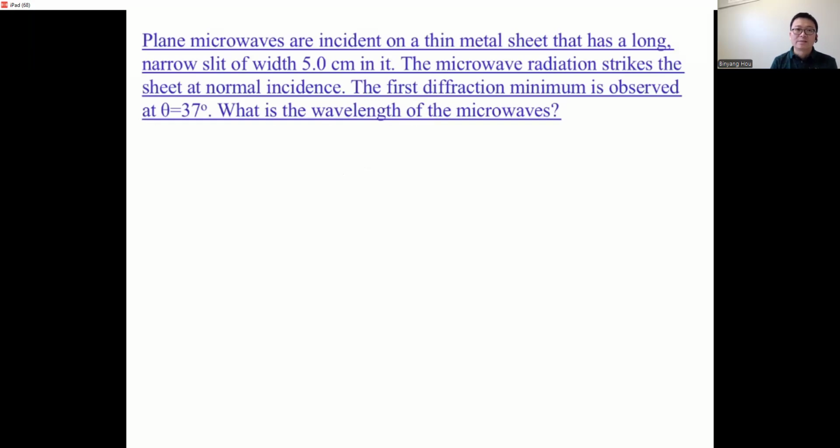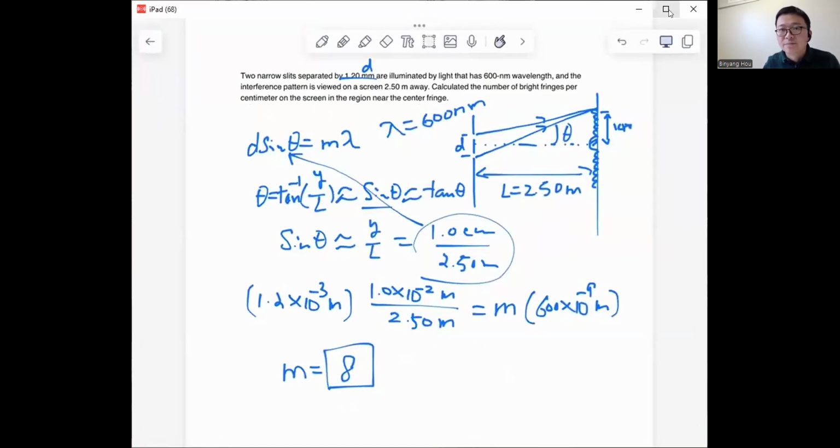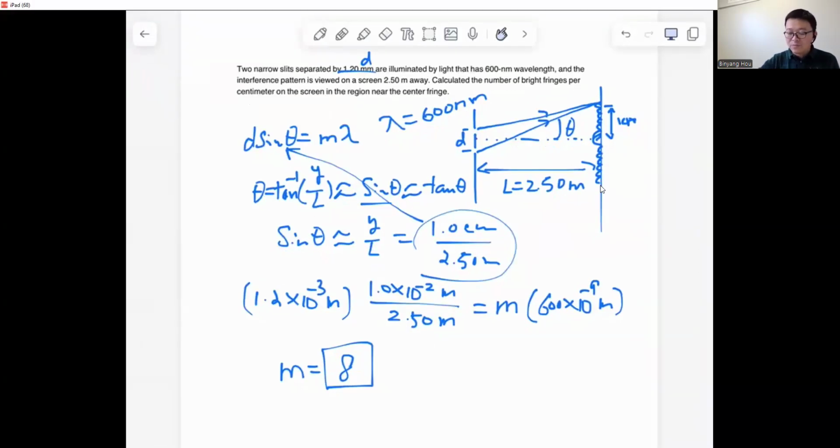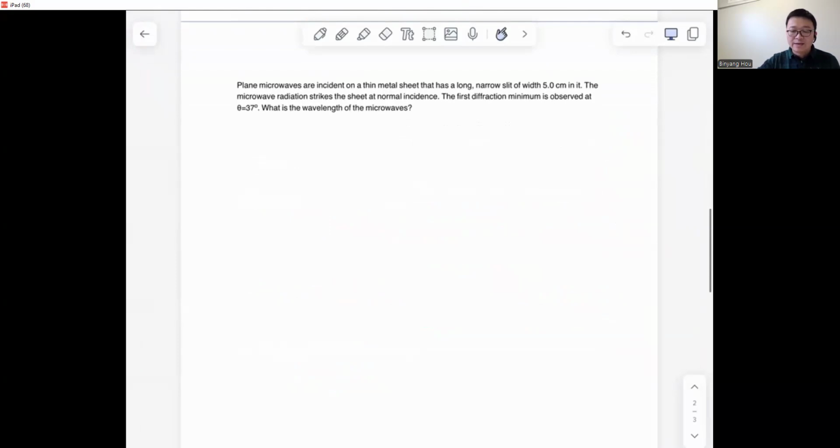All right, let's take a look at one example here. It says plane microwaves are incident on a thin metal sheet that has a long, narrow slit of 5.0 centimeters in it. The microwave radiation strikes the sheet at normal incidence. The first diffraction minimum is observed at theta equals 37 degrees. What's the wavelength of the microwave? Okay, so this is not normal visible light here, but microwave, and microwave and visible light are both electromagnetic waves, so they actually behave similarly.